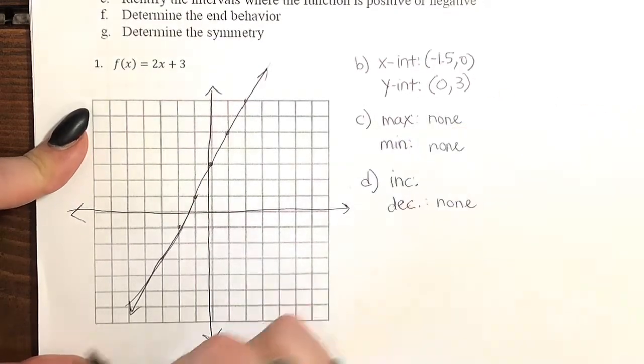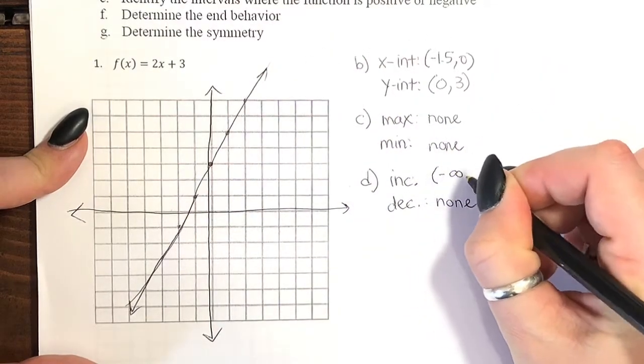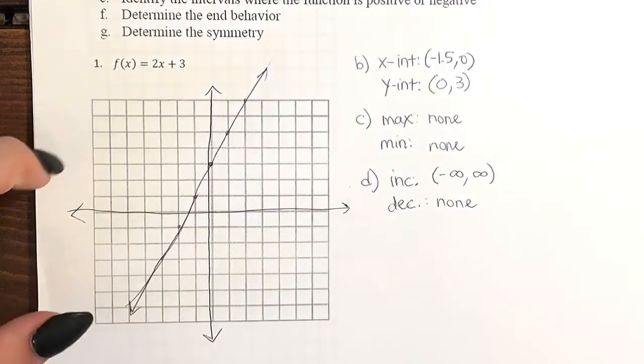But for increasing, it's from forever to the left, forever to the right. So we're going to do parentheses, negative infinity to positive infinity.